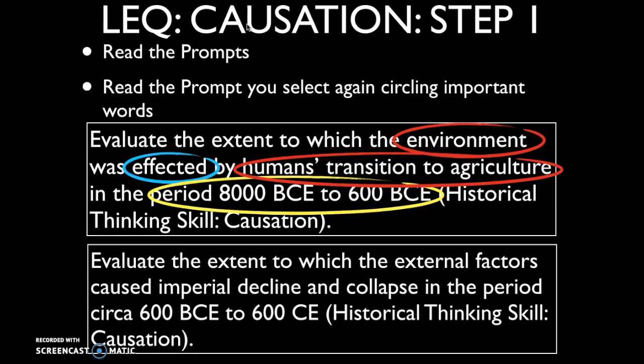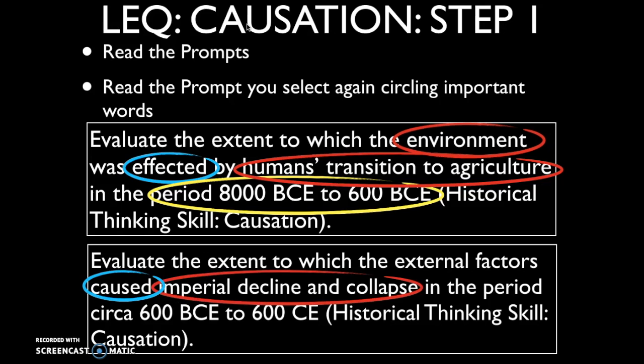Evaluate the extent to which the external factors caused imperial decline and collapse in the period 600 BCE to 600 CE. Using that same process we just had, identify what you think are the most critical words. So I think the most critical word here is "caused," because in this case, they want you to focus more on the causes. The causes of what? Well, the causes of imperial decline and collapse. Why did empires in period 2, this classical age, why did they ultimately fall?